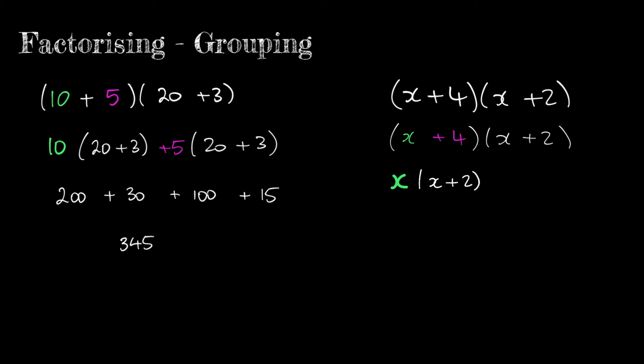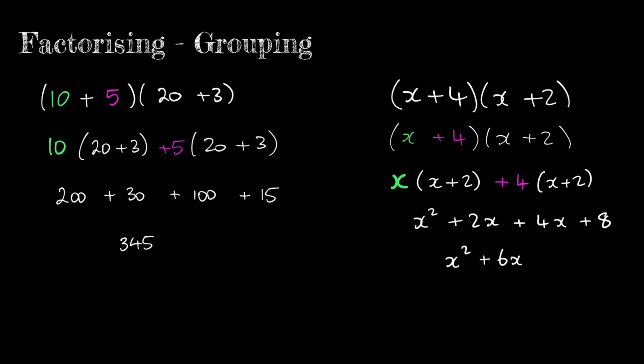Okay. I'm just going to change it there. So x by x plus 2, plus 4 by x plus 2. And that will give me x squared plus 2x plus 4x plus 8. So my final answer there will be x squared plus 6x plus 8, because I can collect the like terms, I can bring them together.